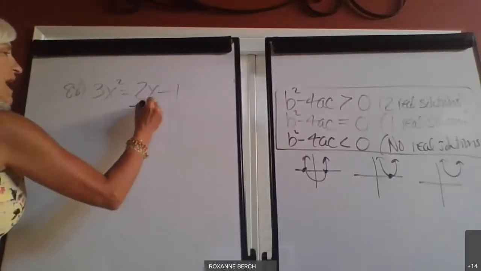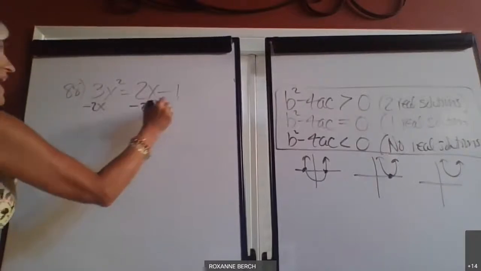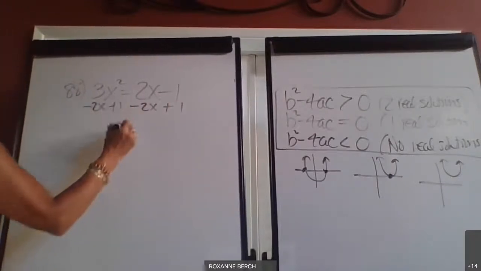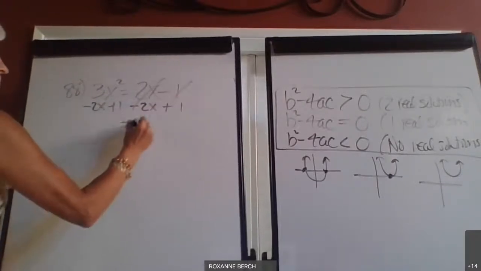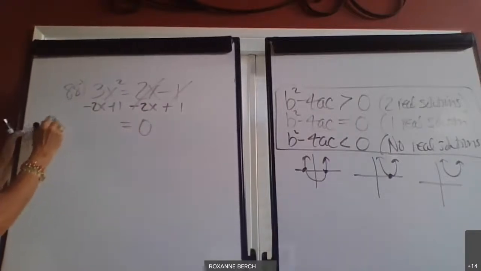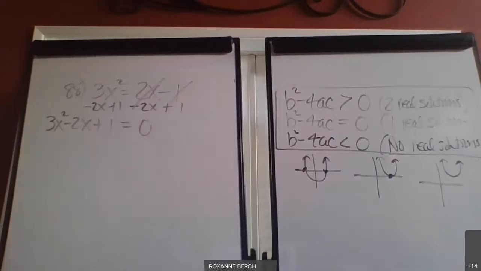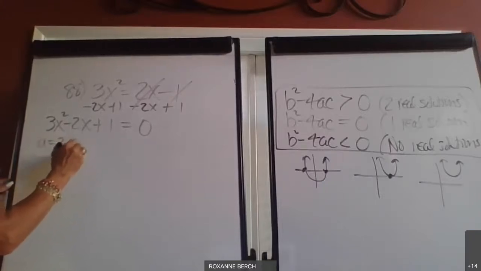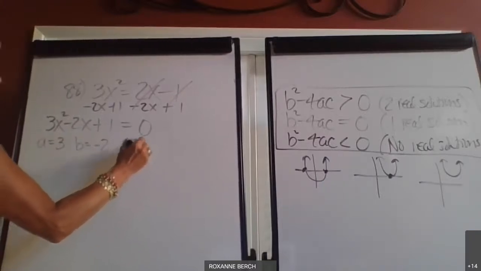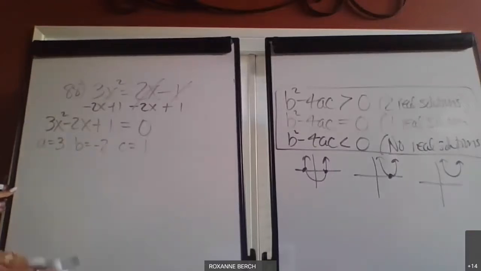So you have to subtract 2x from both sides. You have to add 1 to both sides. So you get 3x squared minus 2x plus 1 in standard form. So now we know that A is equal to 3, B is equal to negative 2, C is equal to 1. Find the discriminant.